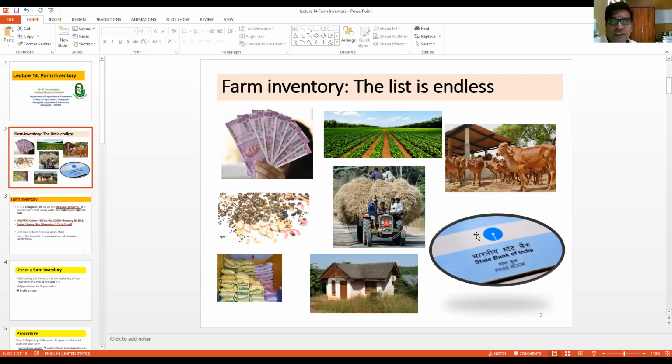So we have the physical quantity or physical count. And then we have to include some appropriate value to it by some method. So that is called farm inventory.